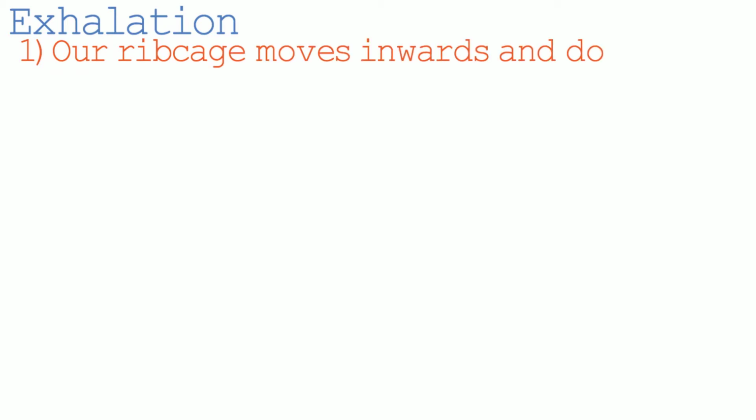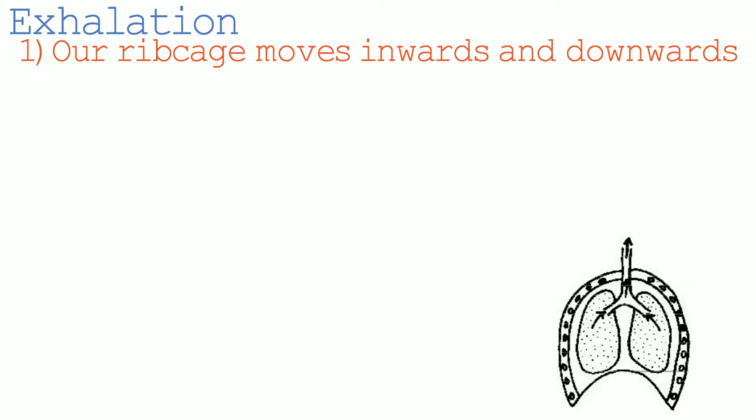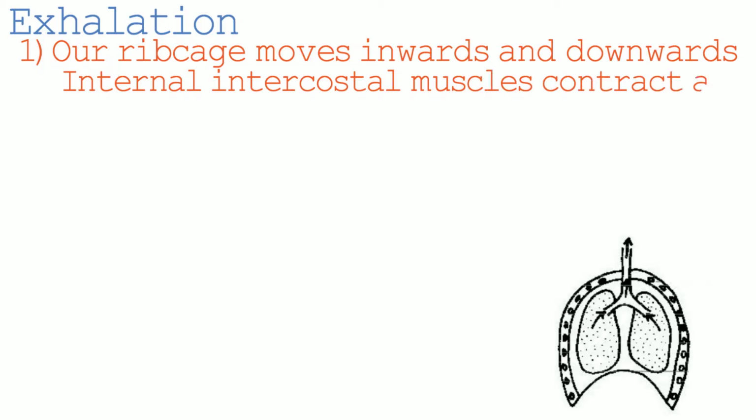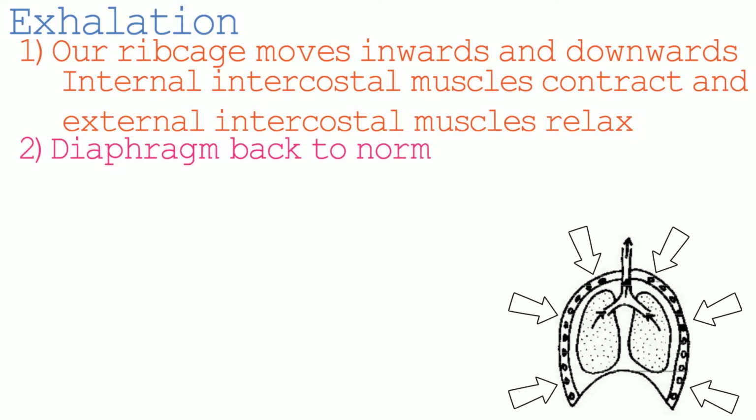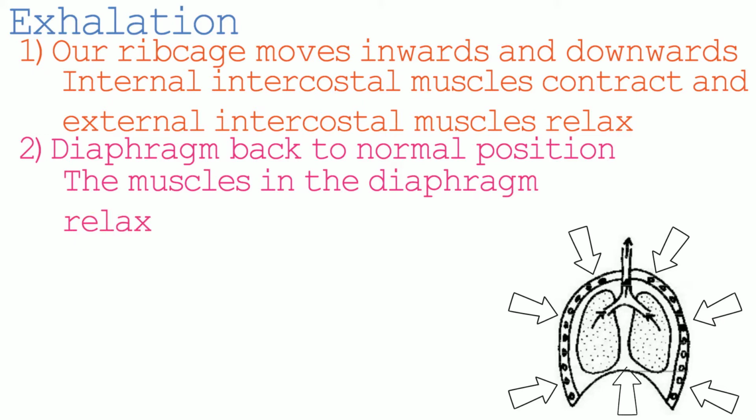One of the movements that happens is our rib cage moves inwards and downwards. In order for this to happen, our internal intercostal muscles contract and our external intercostal muscles relax. The second movement is that the diaphragm goes back to its normal position. This occurs because the muscles in the diaphragm relax.